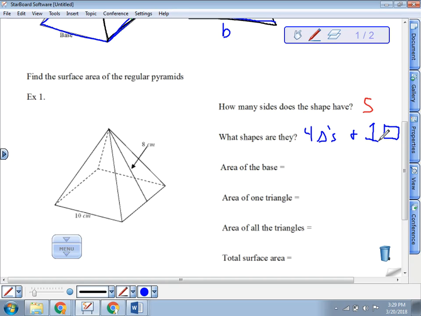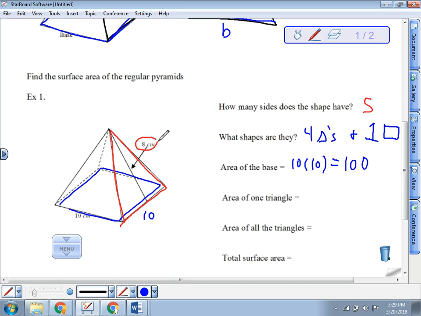So now to find the area of the base, it's a 10 by 10. They're all 10, so area of the base is just going to be 10 times 10, which is going to equal 100. Now the area of the triangle. Well, let's take a look. Here's our triangle right here. They give us the slant height. The slant height is 8. We know the base is 10, so the area, remember, is base times height. So 10 times 8, which again is our slant height, the height of the triangle. Then we're going to divide that by 2. So 10 times 8 is 80 divided by 2 equals 40.